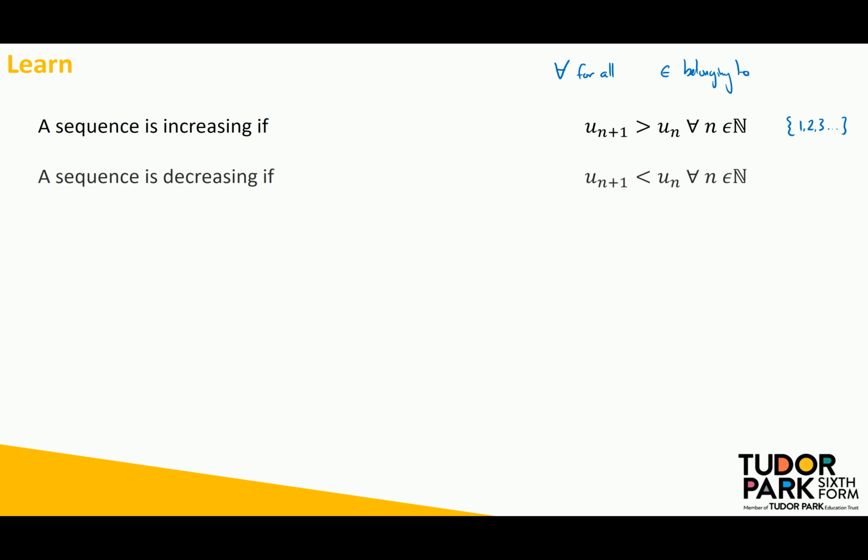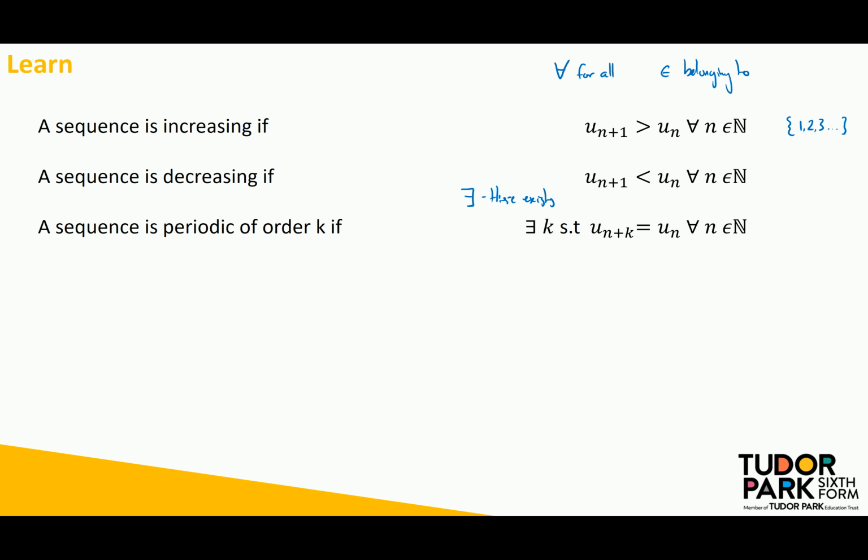Now, unsurprisingly, a sequence is decreasing if the next term is less than its predecessor for all values of n which belong to the natural numbers. We also get these interesting things called periodic sequences. So a sequence is periodic of order k if, now new notation, so we say there exists a k such that some term later is equal to a previous term for all n belonging to the natural numbers. So our new thing here is this symbol, which means there exists.